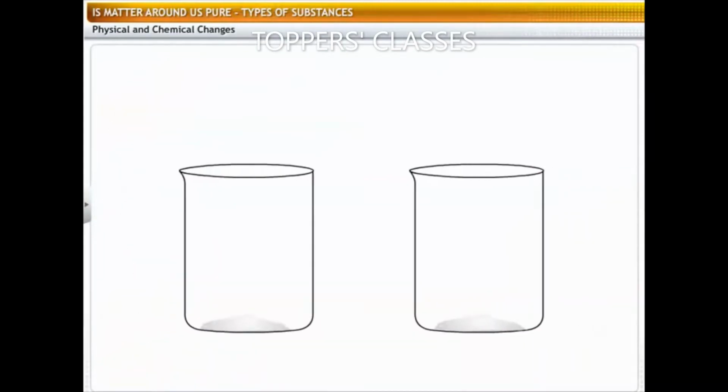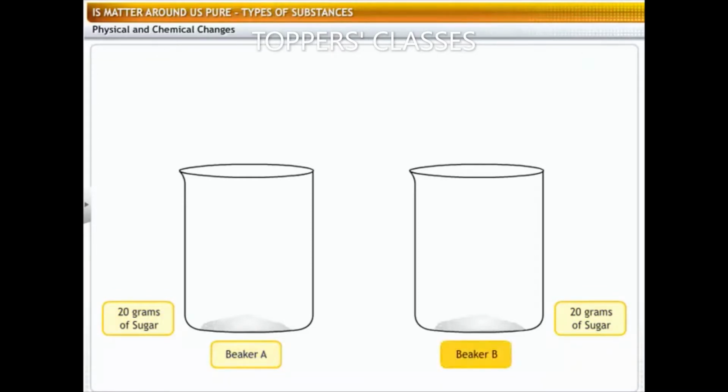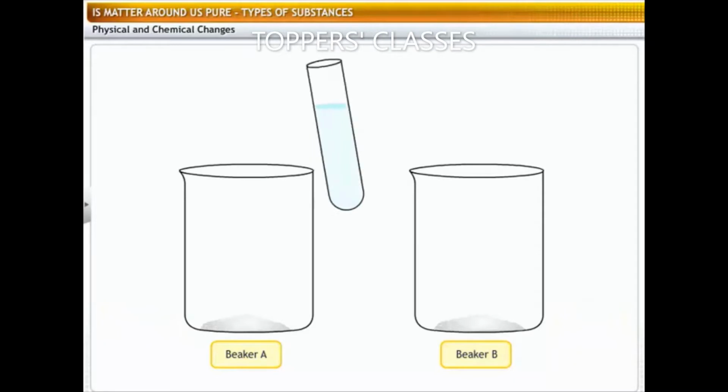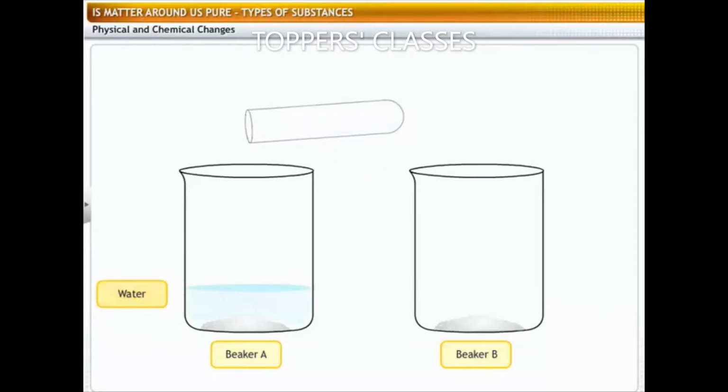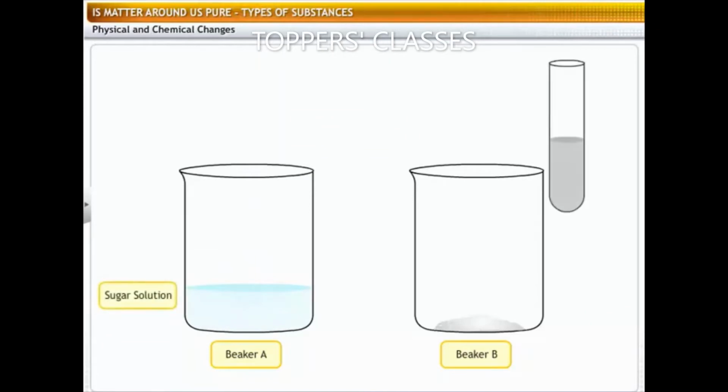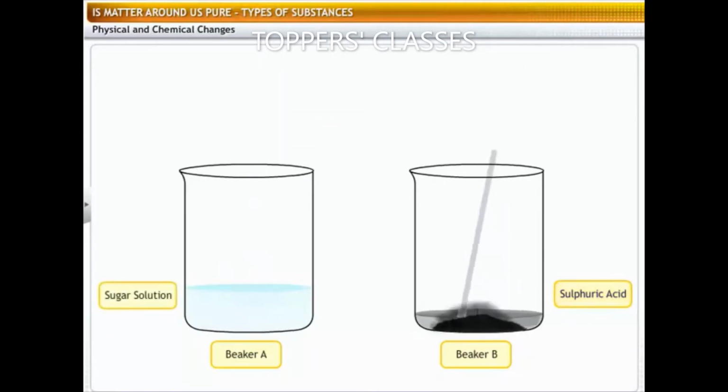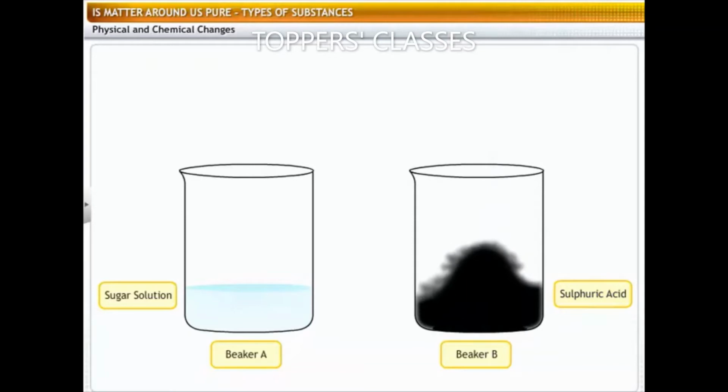For this, we need to take 2 beakers with 20 grams of sugar and label them as A and B. Let's add some water to beaker A and stir it. In beaker B, we will add a little sulfuric acid. Now, observe what happens in beaker A. The sugar gets dissolved in water. In beaker B, sugar reacts with sulfuric acid and black sugar charcoal is formed.